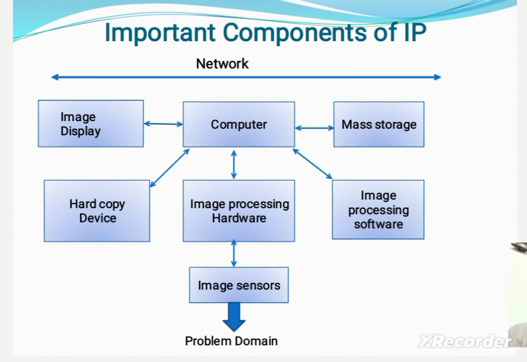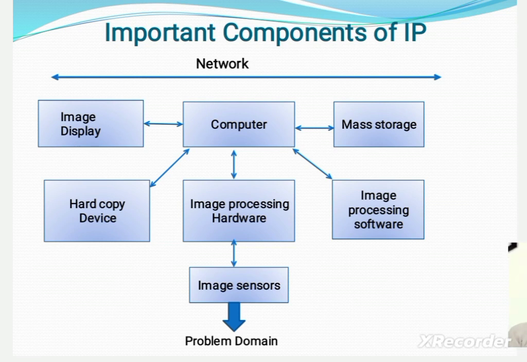After that, the hard copy device is also there. Once the image is processed, it is stored in the hard copy devices, and it can be a pen drive or any external ROM devices. After that, the image display will be there. It will include a monitor or display screen that displays the processed image. Whatever process we have done on the image by using the computer, image processing hardware and image sensors, that will be displayed. For example, the screen of our laptop, the screen of your monitor, etc.